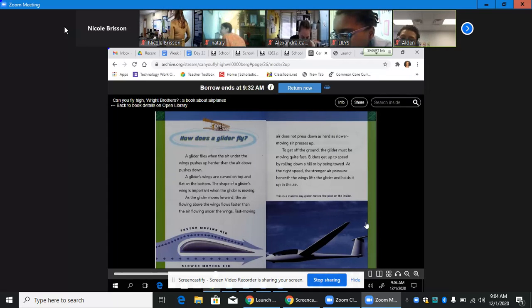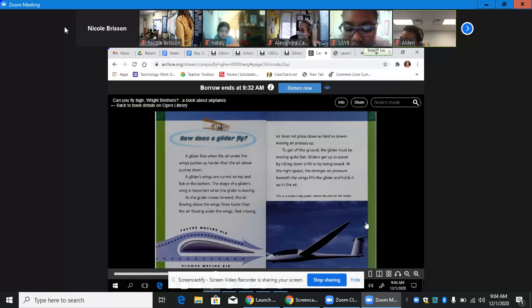To get off the ground, the glider must be moving quite fast. Gliders get up to speed by rolling down a hill or being towed, which means pulled by something. At the right speed, the stronger air pressure beneath the wings lifts the glider and holds it up in the air. And it shows you the motion over here. And then this is what a modern day glider looks like. Very different from an early 1900s one.